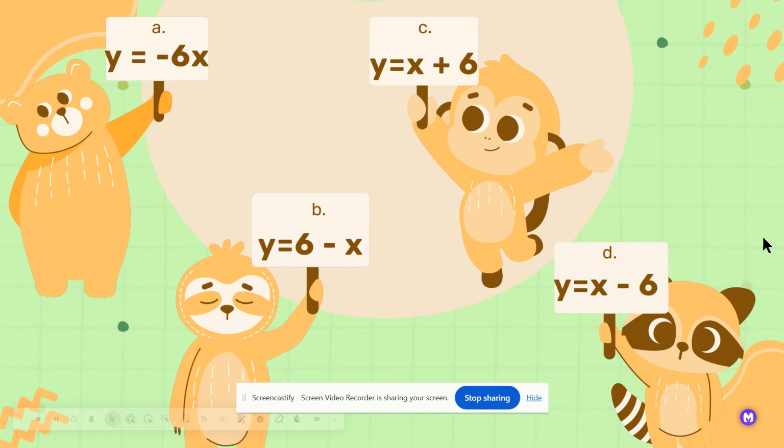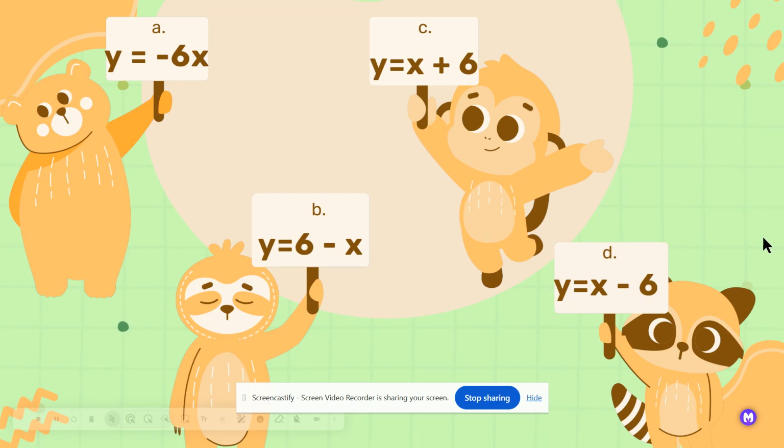A, y is equal to negative 6x. B, y is equal to 6 minus x. C, y is equal to x plus 6. Or D, y is equal to x minus 6. So we want to figure out which one of these answers is going to be the best.